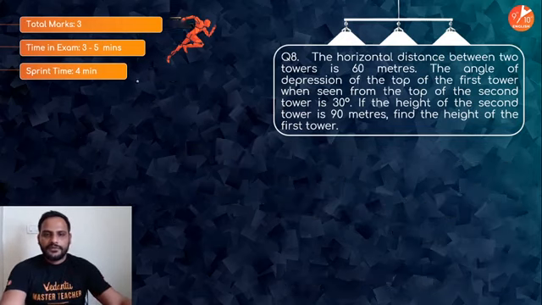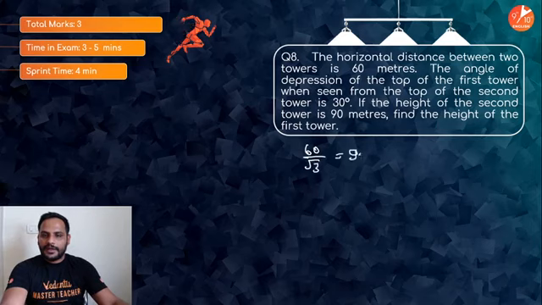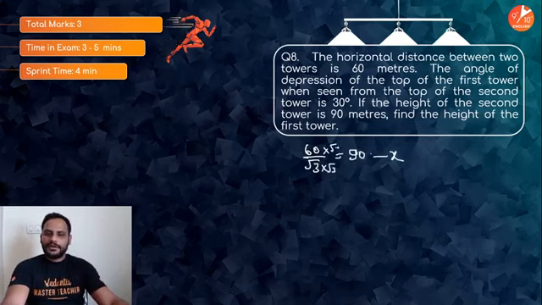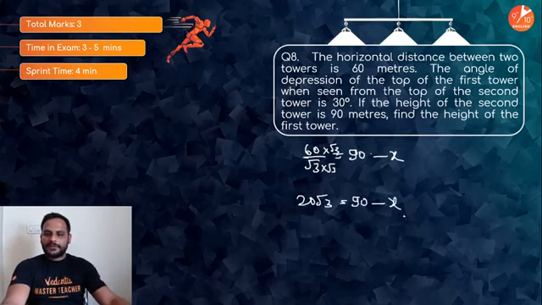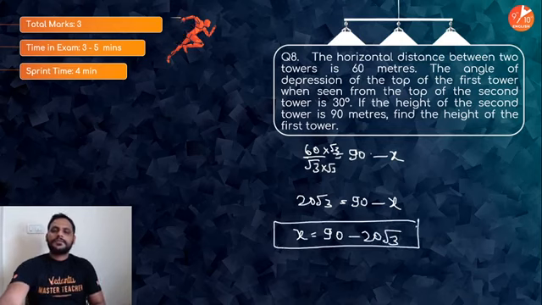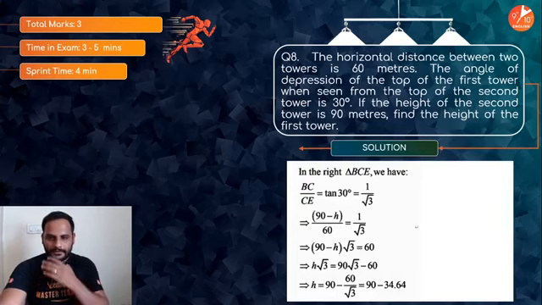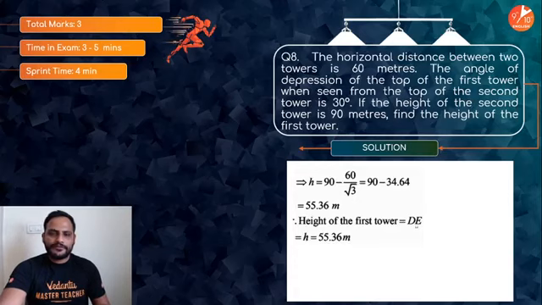Let's solve this further. We have 60 by root 3 is equal to 90 minus x. If I rationalize this part, multiplying by root 3 upon root 3, it becomes 60 root 3 upon 3, which is 20 root 3. So 20 root 3 is equal to 90 minus x. So x is equal to 90 minus 20 root 3. This will be your answer. In decimal form, you will get around 55.36, so that will be the height of the tower.